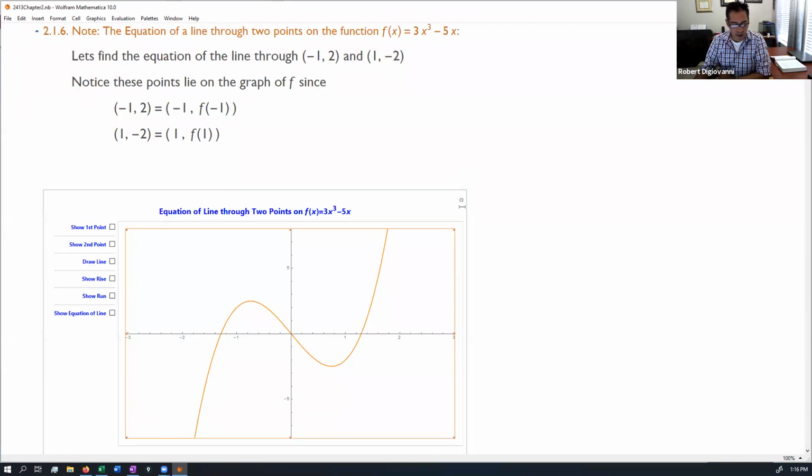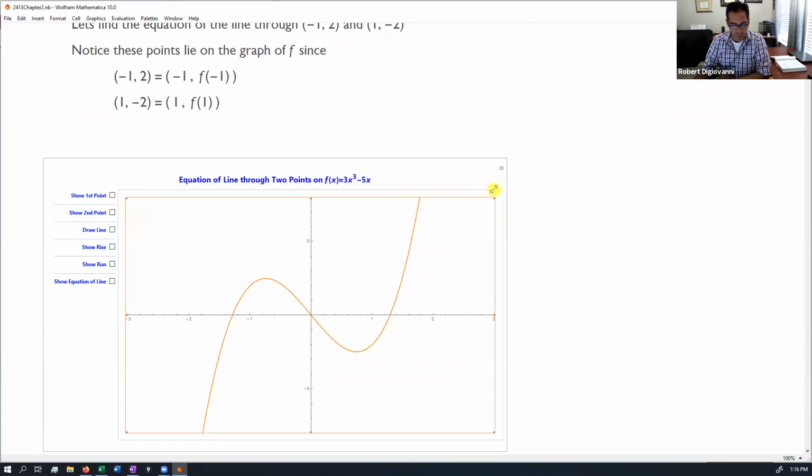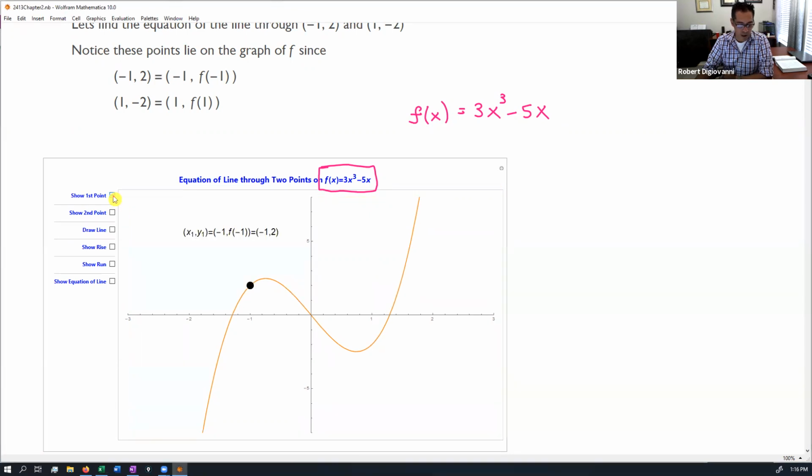So if someone were to give us an actual function, for this particular example, the function that we're looking at is this right here. f of x equals 3x cubed minus 5x, right? If I was interested in finding the equation of a tangent line, then what I would first start doing is I would have to select a starting point. Like, where do I want to be looking for the tangent line? So maybe right there.